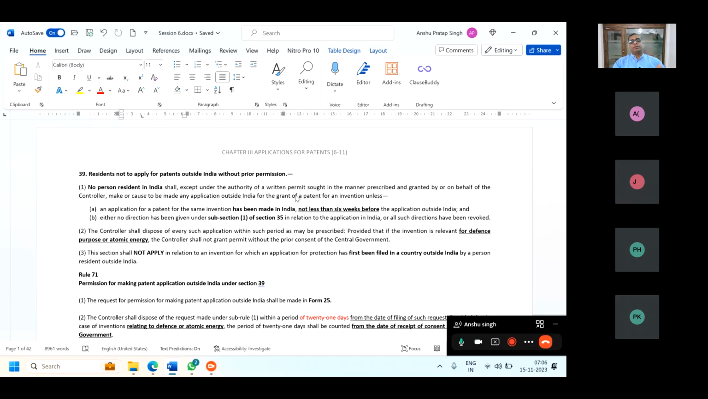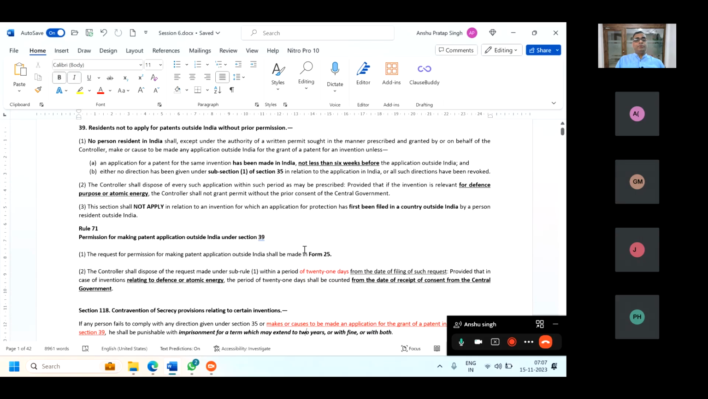With respect to that, the provision is that any Indian resident should take a foreign filing license if he is not applying in India, or if he is applying within 6 weeks after applying in India. This is in general, and there should not be any secrecy direction under section 35. Then only can you go for foreign filing without permission. Otherwise, you need a foreign filing license. Form 25 will be used here.